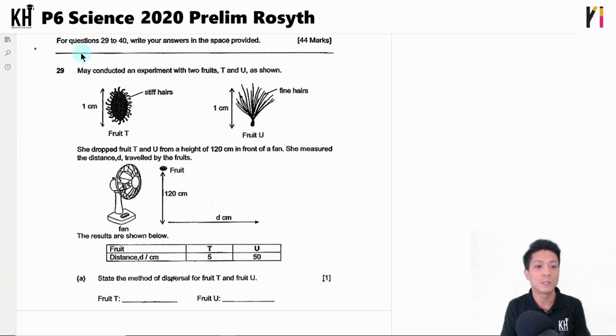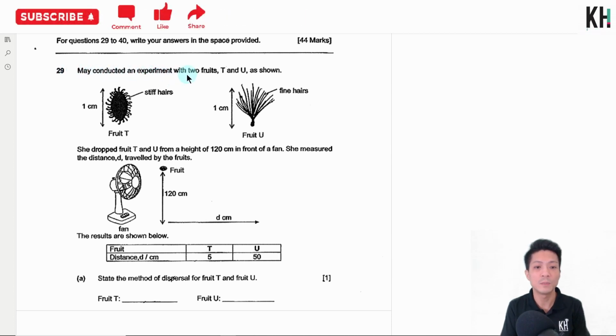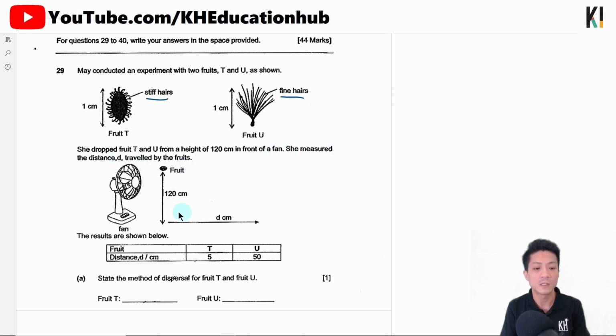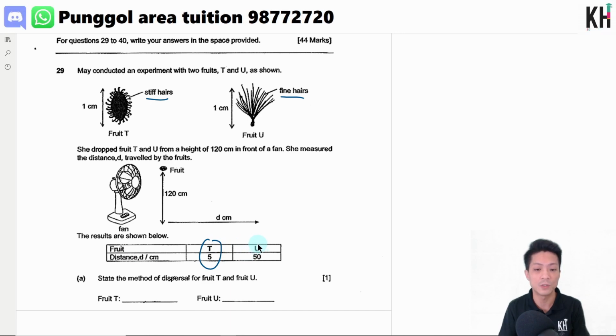Let's move on to paper 2, the written section, question 29 to 40. Question 29, May conducted an experiment with two fruits T and U as shown. Fruit T has got stiff hairs, fruit U has got fine hairs. She dropped fruit T and U from a height of 120 cm in front of a fan. She measured the distance D traveled by the fruits. The results are shown below. Fruit T traveled a distance of 5 cm, and fruit U traveled a distance of 50 cm.